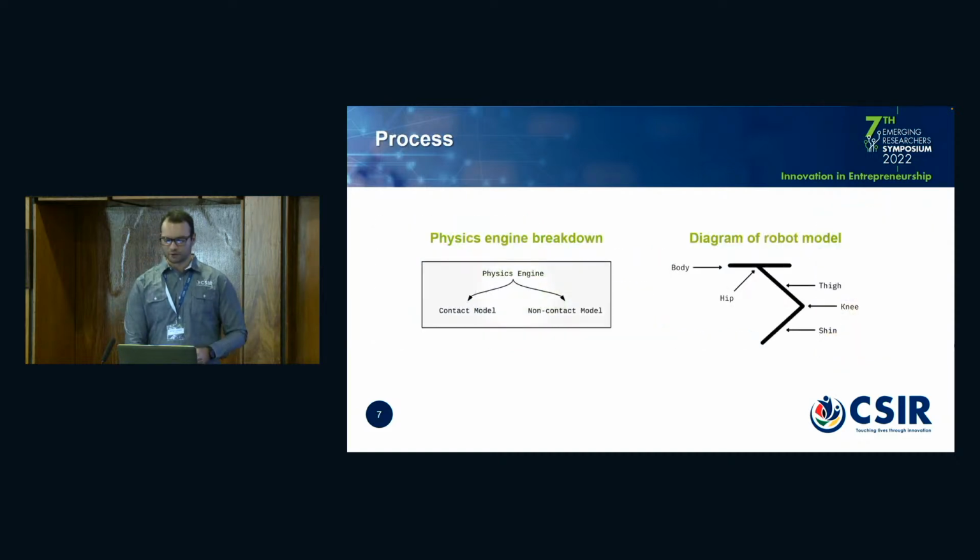So moving on to the process. The physics engine is developed using two different models, a contact model as well as a non-contact model, and the robot is modeled as seen here. The ground is also modeled as a flat surface with height z equal to 0 meters.